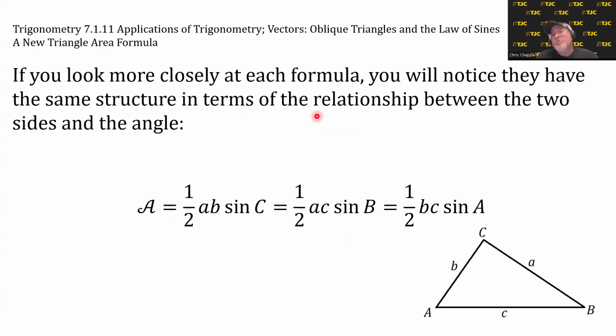Now, if you look more closely at each of these 3 formulas, you'll notice that they have the same structure in terms of the relationship between the 2 sides and the angle. For example, in the first formula with the sides AB and angle C, we see that angle C is the included angle between sides A and B. And in the second one, 1/2 AC sine of B, we see that angle B is the included angle for sides A and C. And similarly for the last one, 1/2 BC sine of A, we see that angle A is the included angle for B and C.